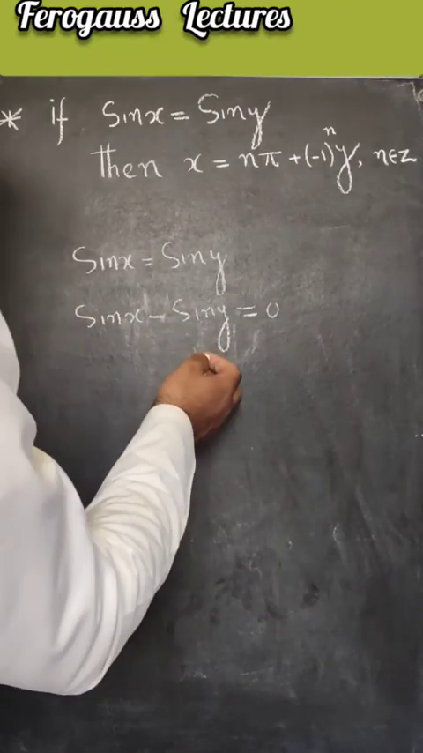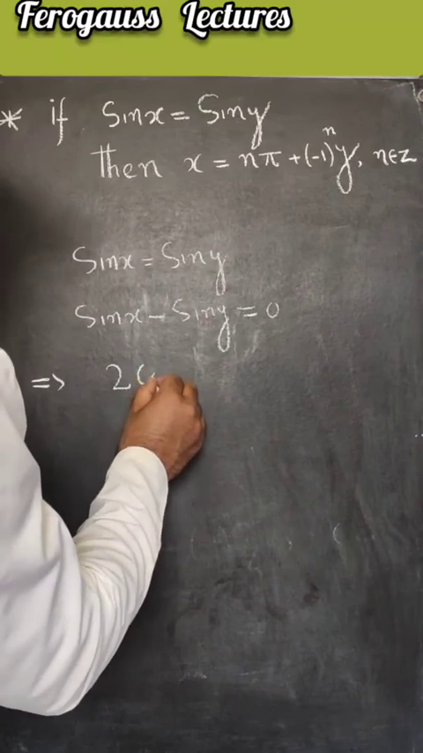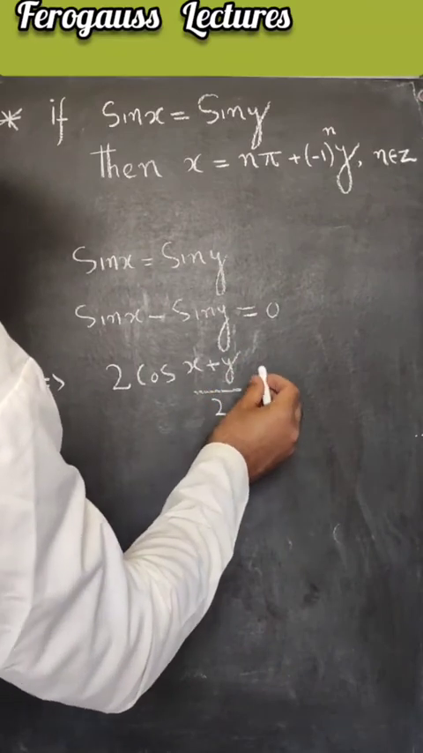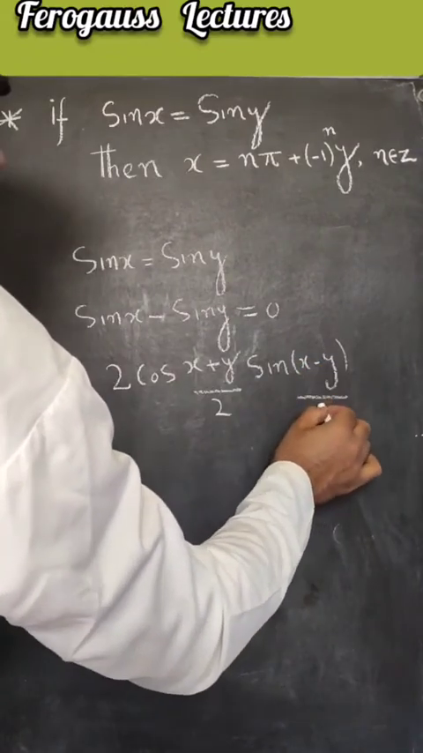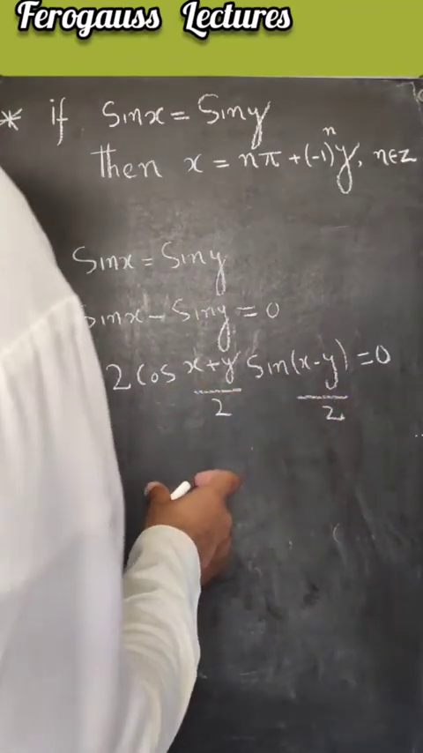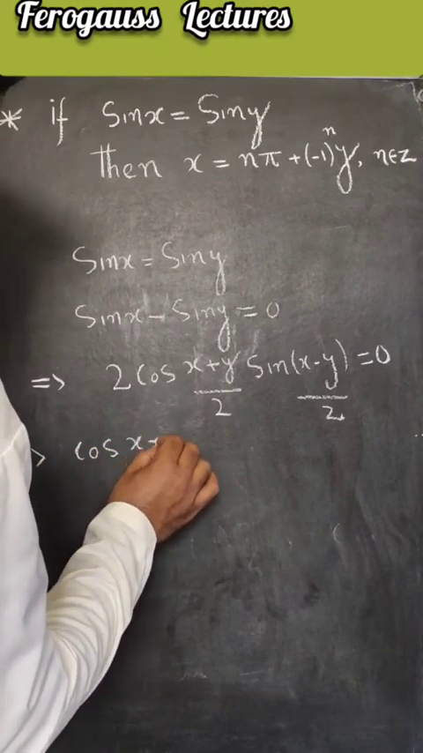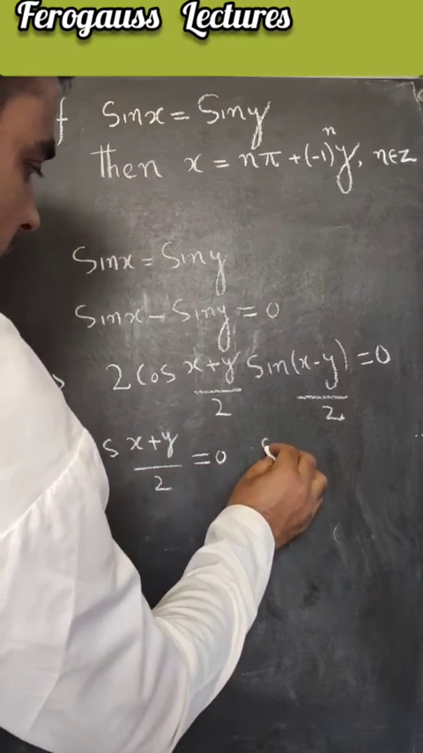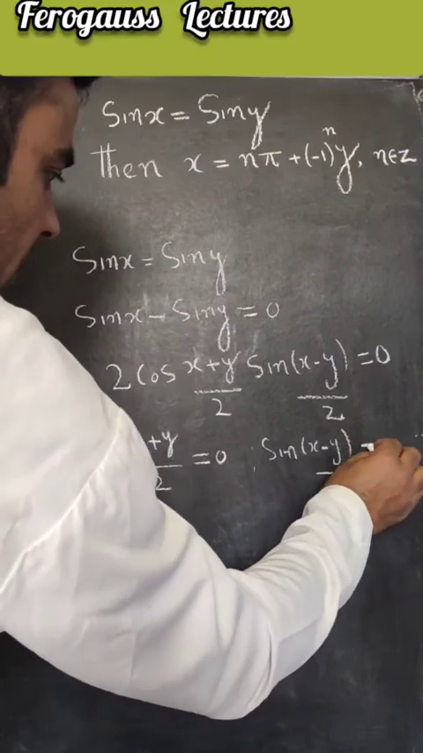Now we know that sine x minus sine y is equal to twice cos of x plus y divided by 2 sine of x minus y divided by 2, equal to 0. 2 cannot be equal to 0, so we have either cos of x plus y divided by 2 equal to 0, or sine of x minus y divided by 2 equal to 0.